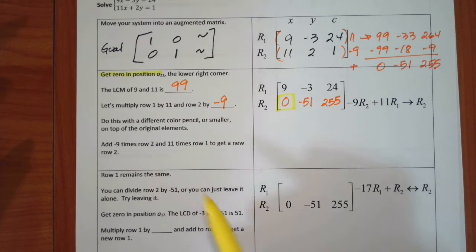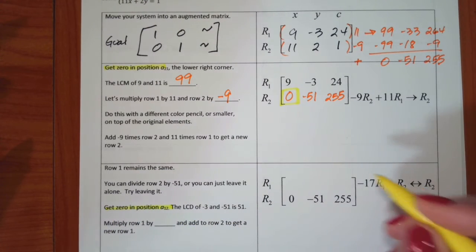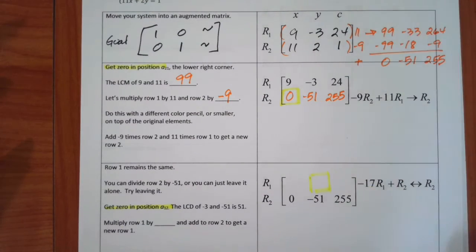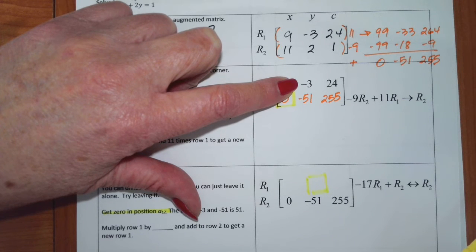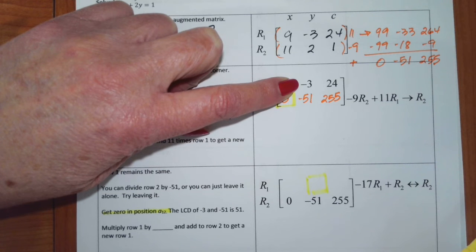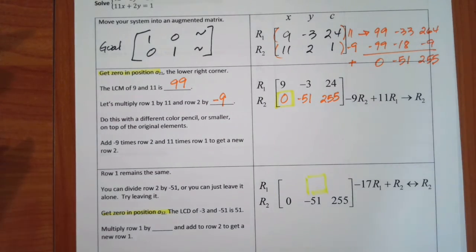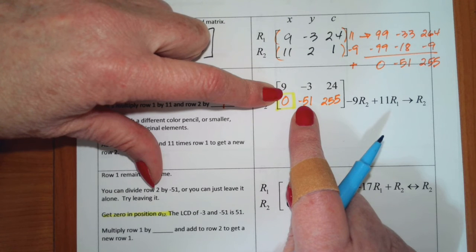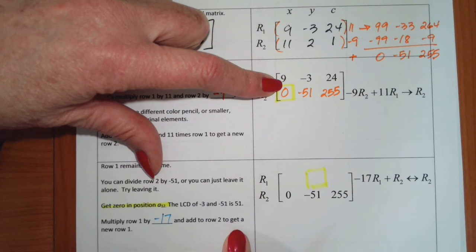All right, so now I'm going to get a 0 in the position of A2, and I'm just going to combine a couple of steps. Well, if I look at this equation here, 51 is a multiple of 3. 17 times 3 is 51. So what I am going to do is take row 1 times -17 and add it to row 2.